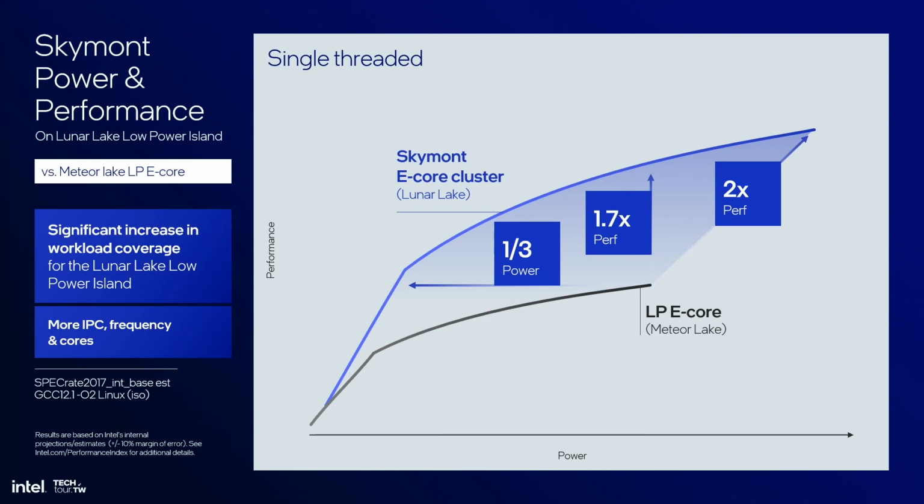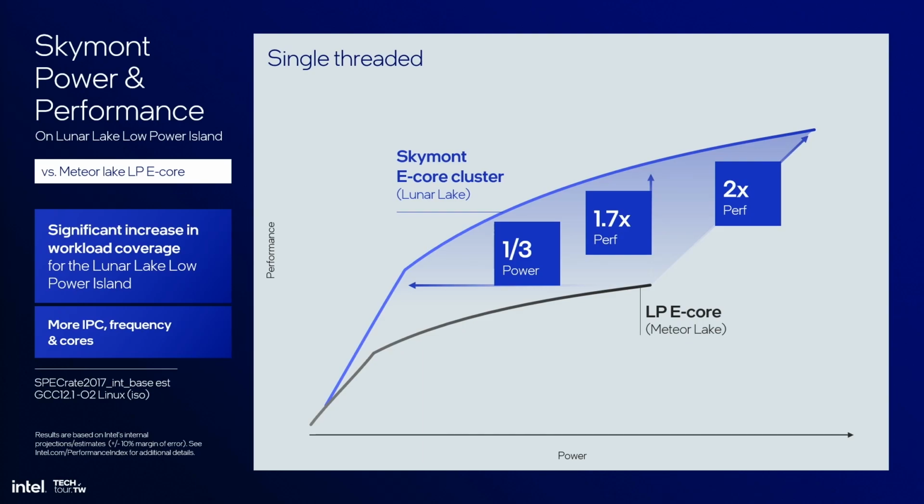So that's IPC. Let's look at power and performance. This is a single-threaded view. This is a single Skymont E-core in the Lunar Lake low power island against a single Crestmont LPE core in the SoC die in Meteor Lake. One third the power at the same peak performance of the previous generation. So at the full frequency that we chose to run that at, it's 0.3 the power, two thirds less. And at the same power level, 1.7x the performance.